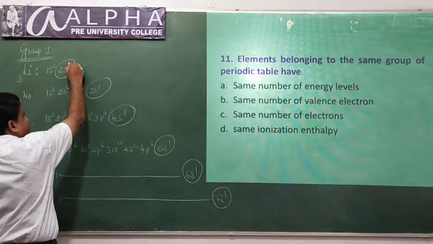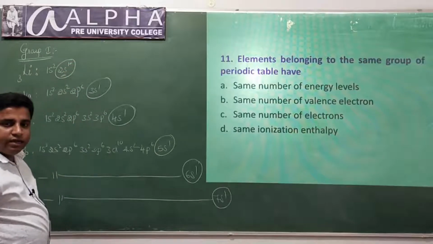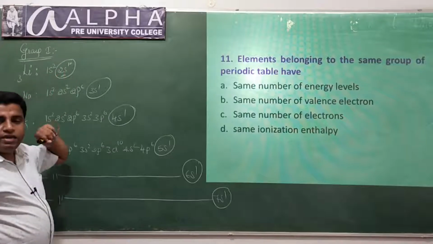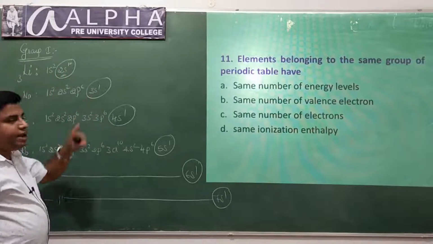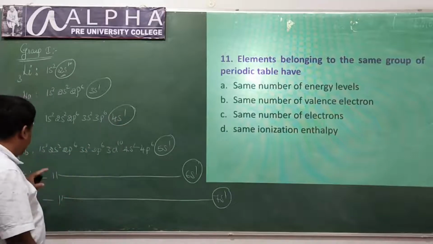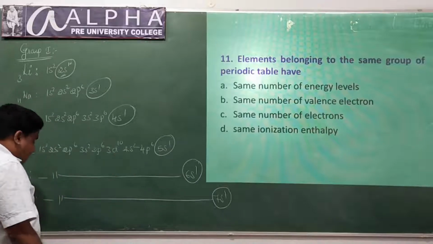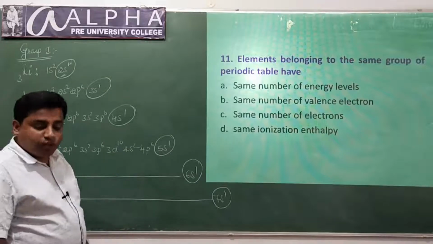That means elements belonging to the same group have same number of electrons in the valency shell. Lithium has 1 electron in its valency shell, sodium has 1, potassium has 1, rubidium has 1, cesium has 1, francium has 1 electron in its valency shell.